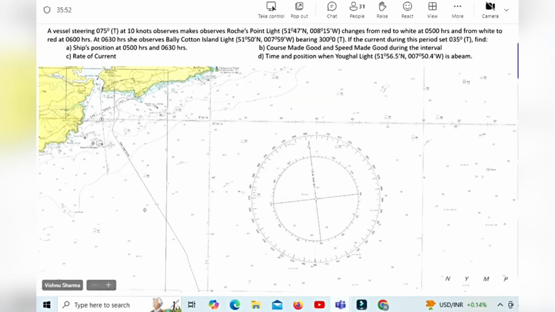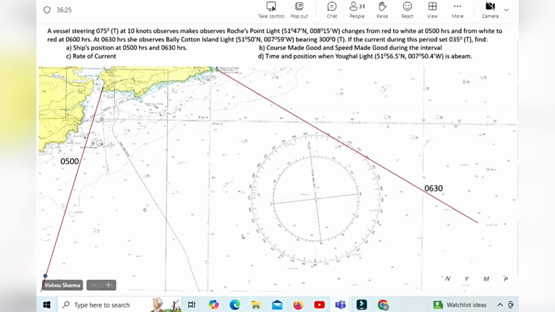Now, the first PL at 5 o'clock is this one. It is changing from red to white. Second PL, I'm not drawing. The third PL is from Belly Cotton Island. I have drawn that now, 6:30 p.m. Is that clear, beta? I have drawn the first and the third PL. Am I right? I'll move this here. Clear, beta?